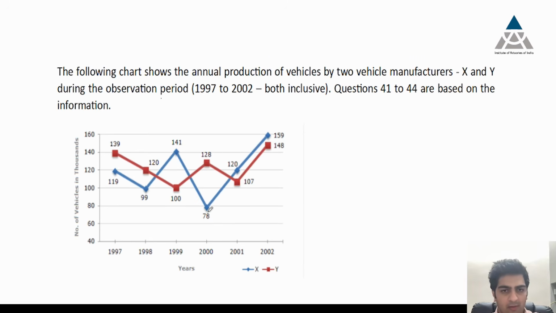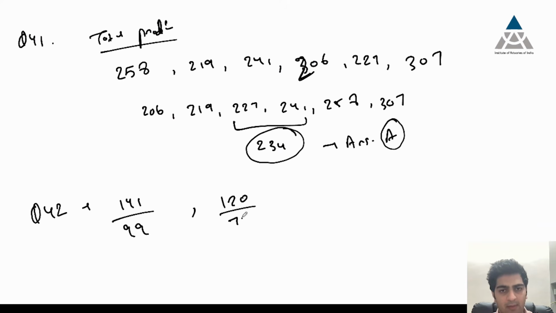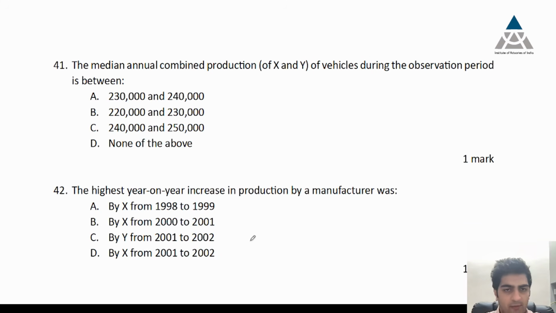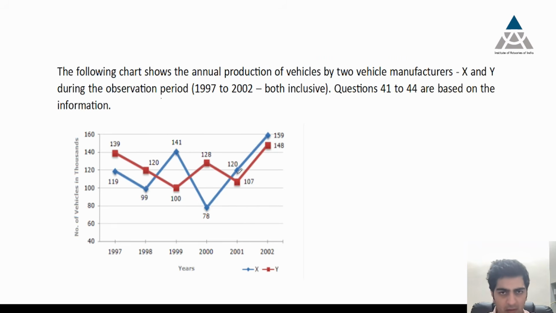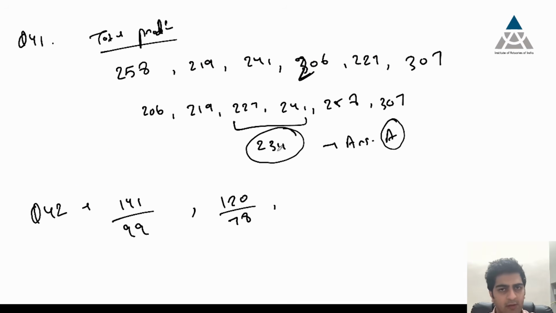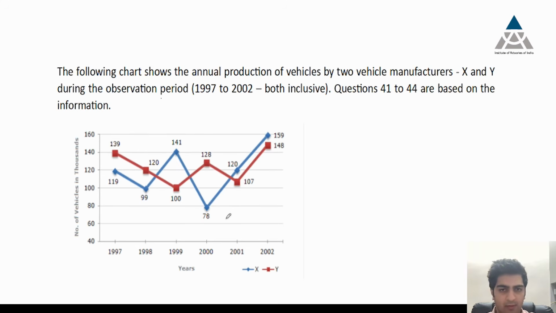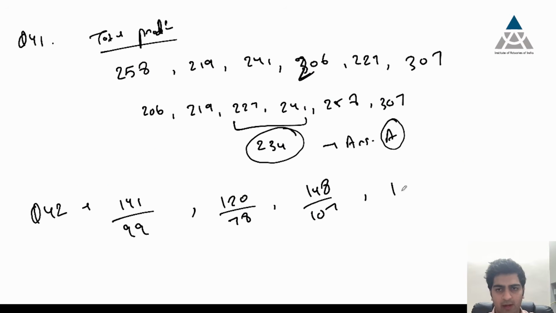X from 2000 to 2001, so from 78 he went to 120. So that's 120 upon 78. Then, because it's a year-on-year increase, it will not be in absolute terms, right? You have to do it in relative terms, that is, percentage terms. Y from 2001 to 2002: Y in 2001 was 107, it went to 148. So 148 upon 107. And finally X from 2001 to 2002, that is from 120 to 159. So 159 by 120. So these are the four options. Just simply calculate the ratios for all of them. I will quickly do that.